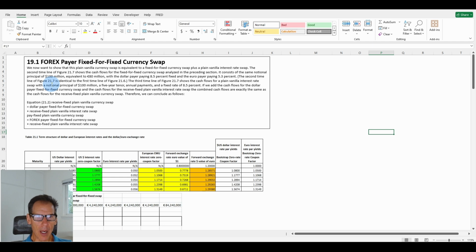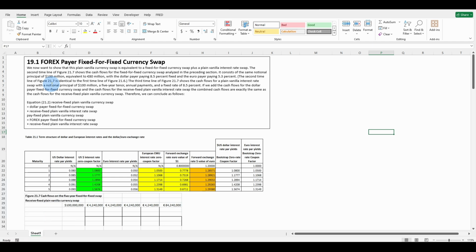The second timeline of figure 21.7 shows the cash flows for the fix for fix currency swap analyzed in the preceding section. It consists of the same notional principal of 100 million, equivalent to 80 million, with the dollar pair paying 8.5% fixed and the euro pair paying 5.3%. The second timeline of figure 21.7 is identical to the first timeline of figure 21.6. The third timeline of figure 21.7 shows the cash flows for a vanilla interest rate swap with the notional principal 100 and 5-year tenure, annual payments, and a fixed rate of 8.5%.